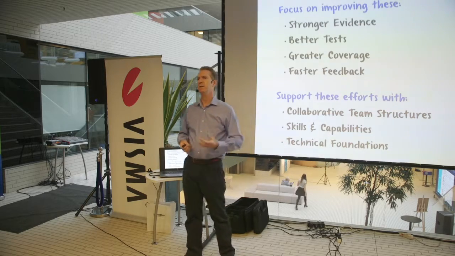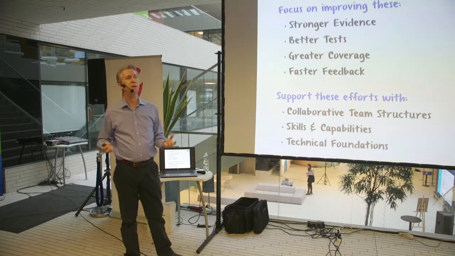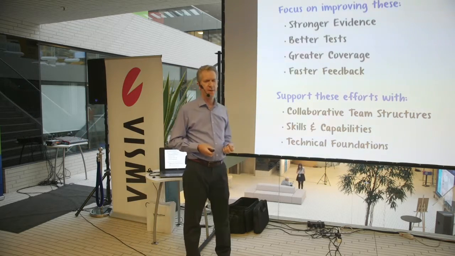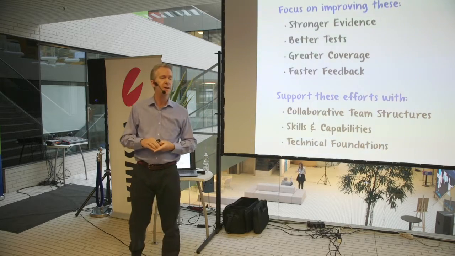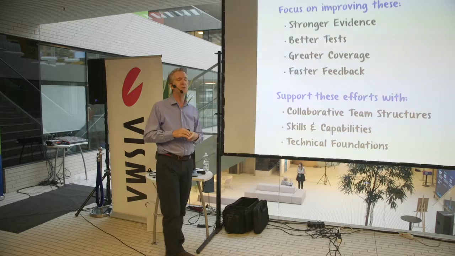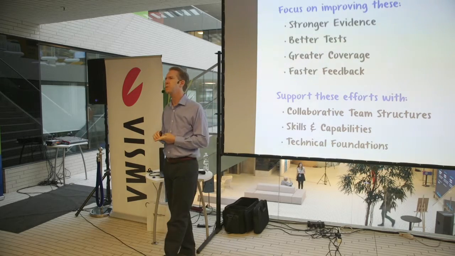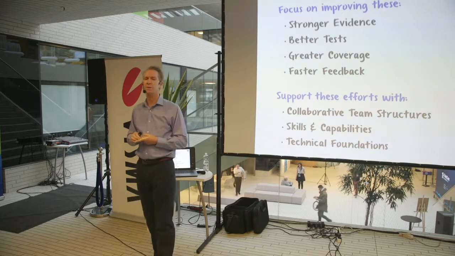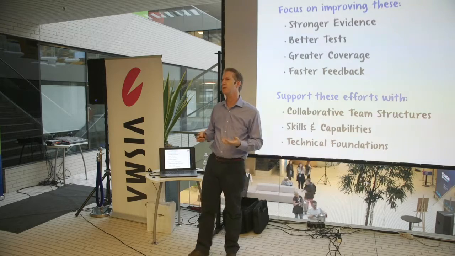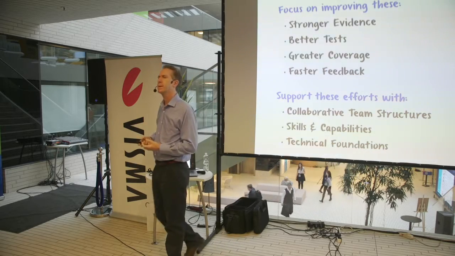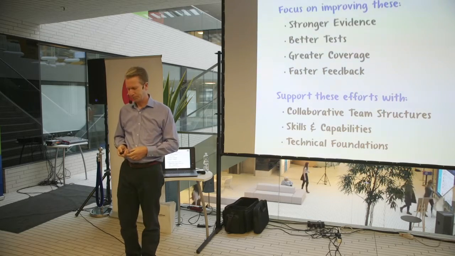It's easy to say, just go and do those things. Those things are dependent on many things that you need to get right in your organization. And the summary categories of those things are: you need to have the right team structures that allow people to collaborate effectively. You need to have the appropriate skills and capabilities of the people working in your organization. And you need to put in place the appropriate technical foundations to support those people. So that's the basic structure of this model.